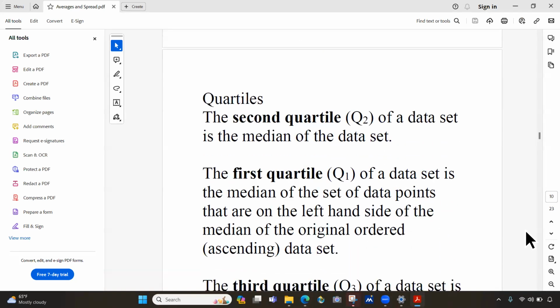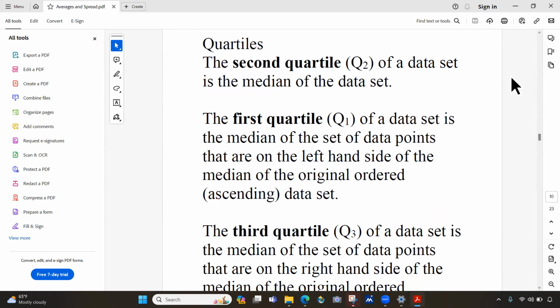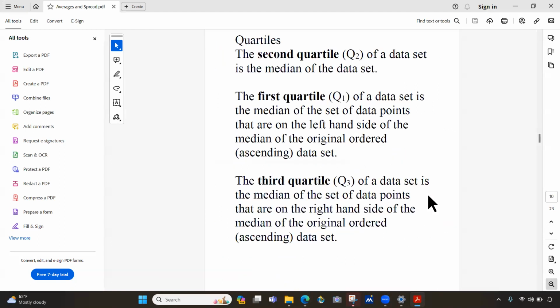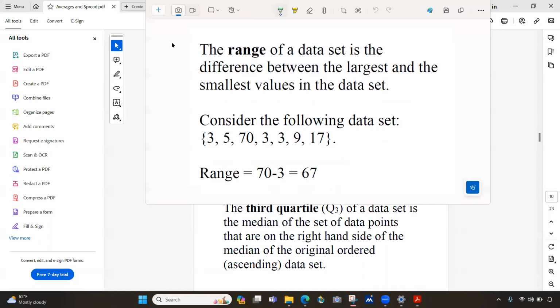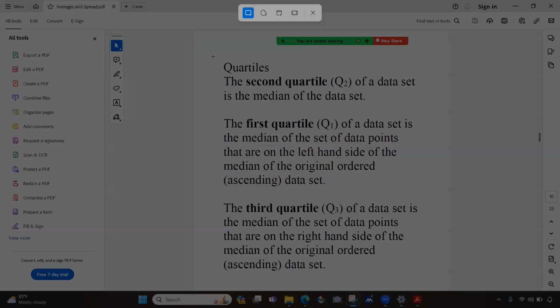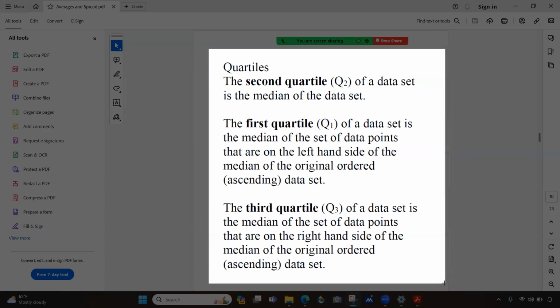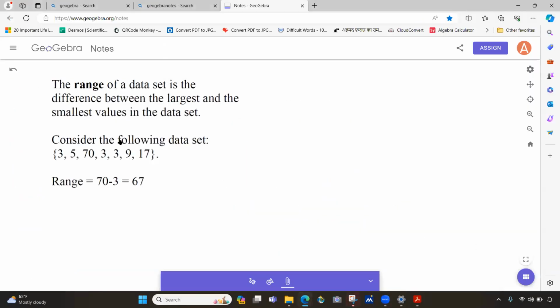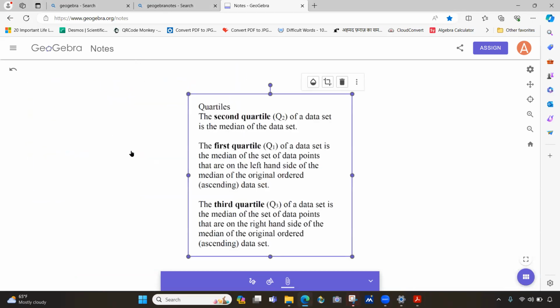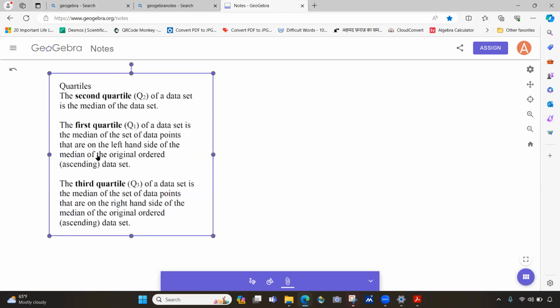Okay. Wow. There is another way we measure spread, and I know it's a lot here, but we're going to see how we deal with it. Range is a fairly straightforward concept. What are quartiles?